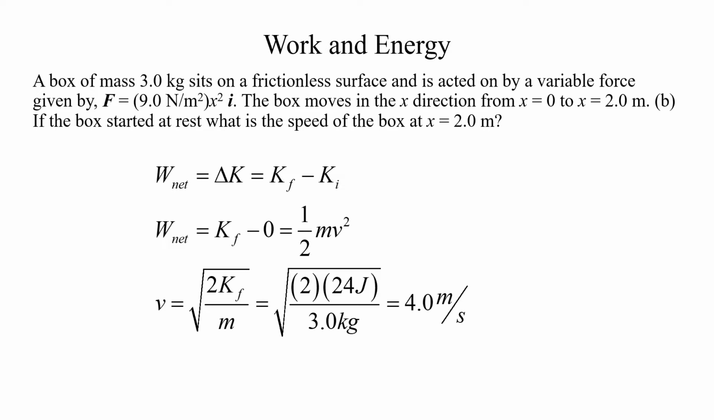Now part B, it says if the box started at rest, what is the speed of the box when it gets to 2 meters? Okay, so now we can apply the work kinetic energy theorem. The net work equals K final minus K initial. Well, the initial kinetic energy is 0 since it started from rest. So the net work is the final kinetic energy, 1/2 mv squared. So then we solve for v. We get the velocity then is the square root of 2K final over m. Well, K final, of course, is equal to the net work, which is 24 joules. So we have 2 times 24 over 3, and then the square root of that gives us 4 meters per second.